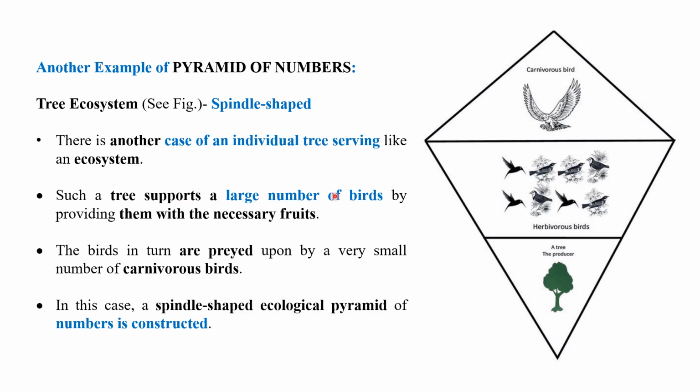Such a tree supports a large number of birds. We can see here a tree is the producer, then herbivorous birds are there, and carnivorous birds. By providing them with the necessary fruits, the birds in turn are preyed upon by a very small number of carnivorous birds. In this case, a spindle-shaped ecological pyramid of number is constructed.